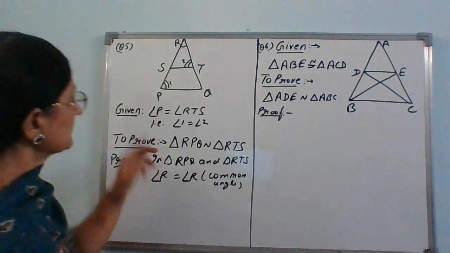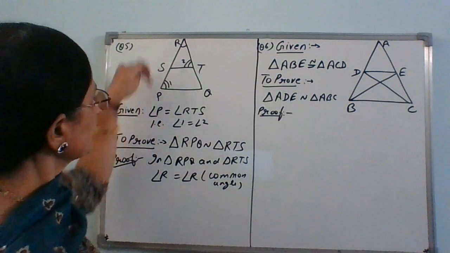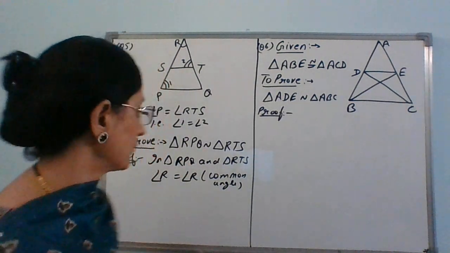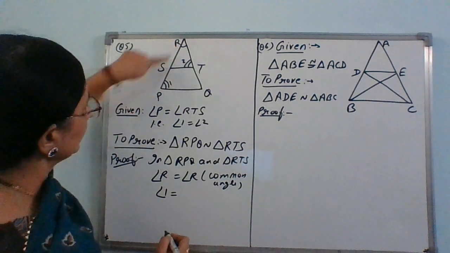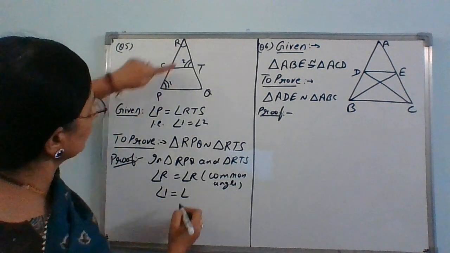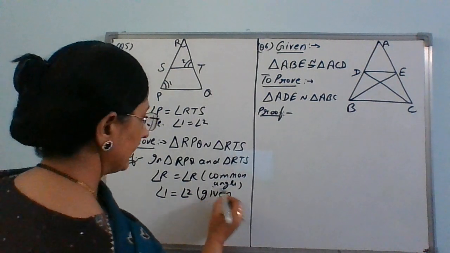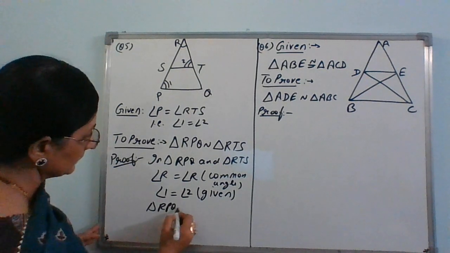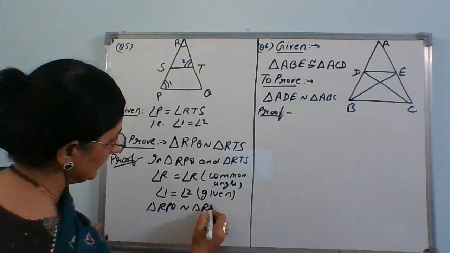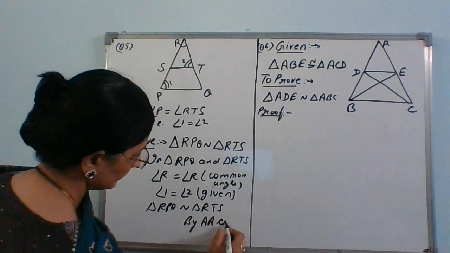Right, this is common. This R is the angle of the smaller triangle, and R is also the angle of the bigger triangle. So R is common, done. And angle 1 of the bigger triangle, this angle P, is equal to angle 2 of the smaller. It is given. Right, so by AA, when we have two angles equal, triangle RPQ will be similar to triangle RTS by AA criteria.